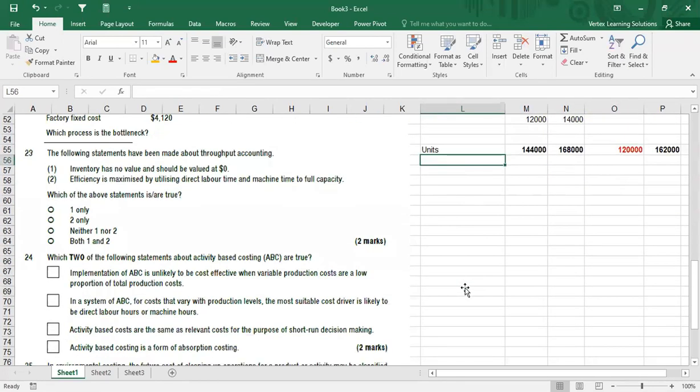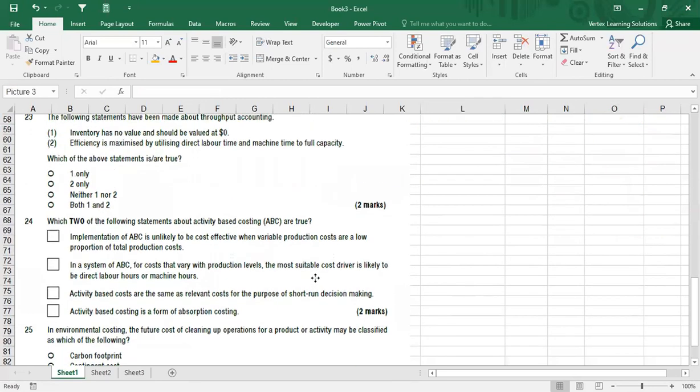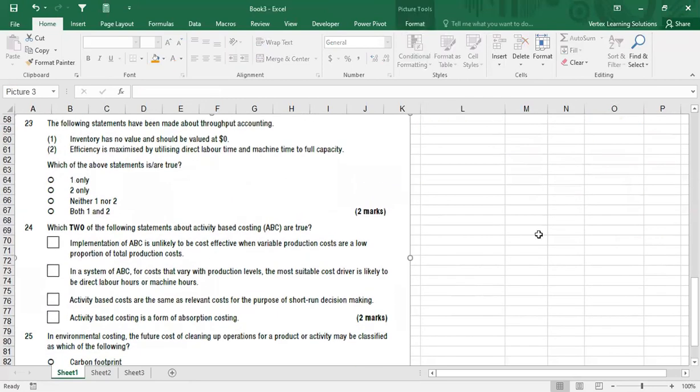Then we come to question number 23. The following statements have been made about throughput accounting. Inventory has no value and should be valued at 0. Efficiency is maximized by utilizing direct labor time and machine time to full capacity. Which of the above statements are true?